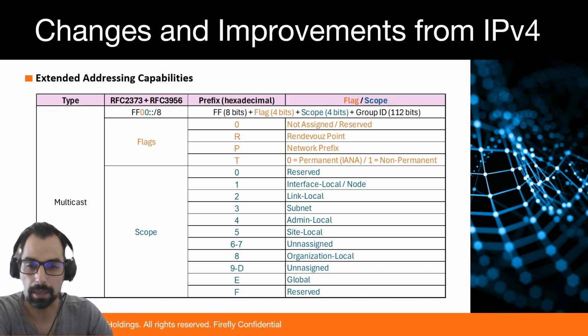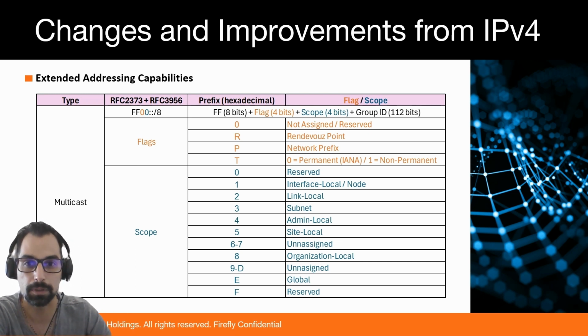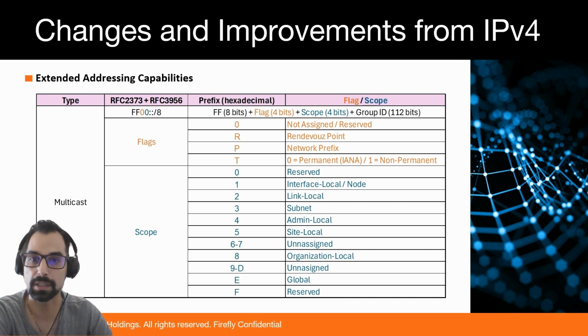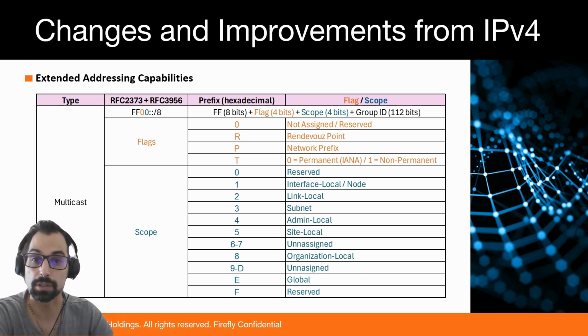So here, IPv6 multicast addresses start with FF, then 00, ::/8. But if you see the third and the fourth, those 4 bits have special meaning. And here in the table, you can see how this is used. RFC 2373 and 3956 basically tell you all the details of how you use these.